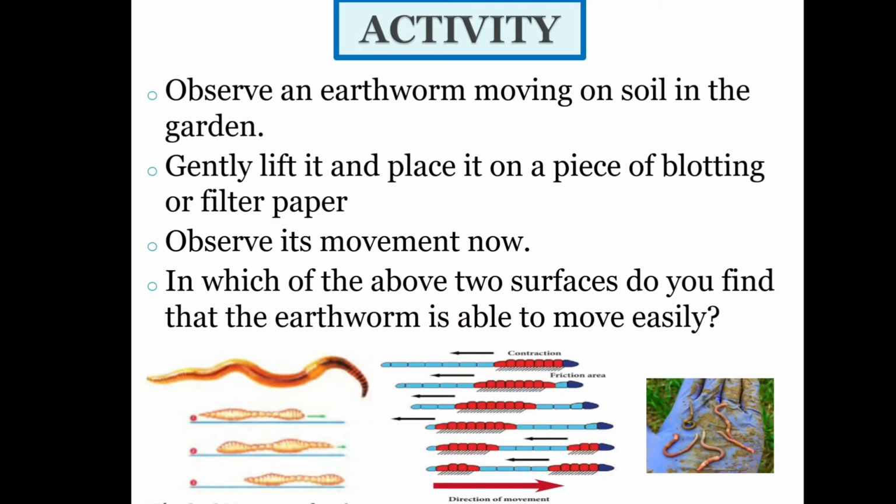Activity: observe an earthworm moving on soil in the garden. Gently lift it and place it on a piece of blotting or filter paper. Observe its movement now. In which of the above two surfaces do you find that the earthworm is able to move easily? The earthworm moves easily on the soil in the garden.